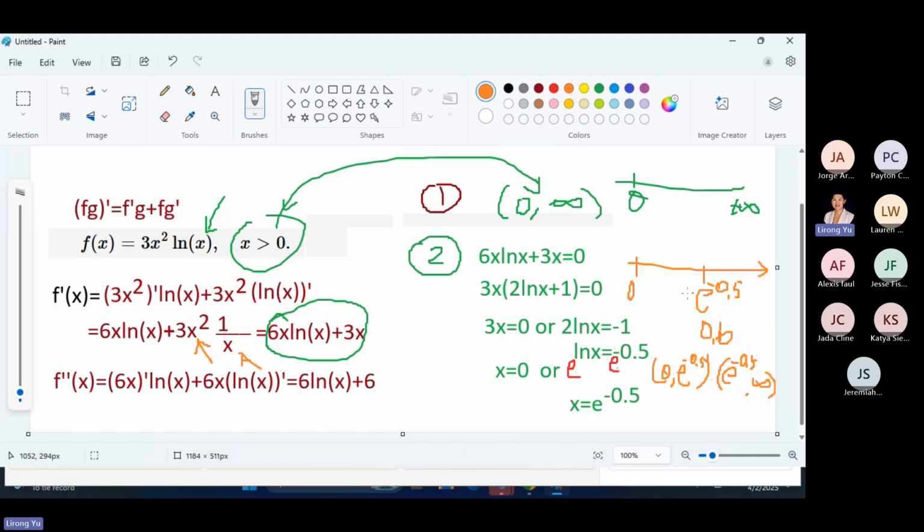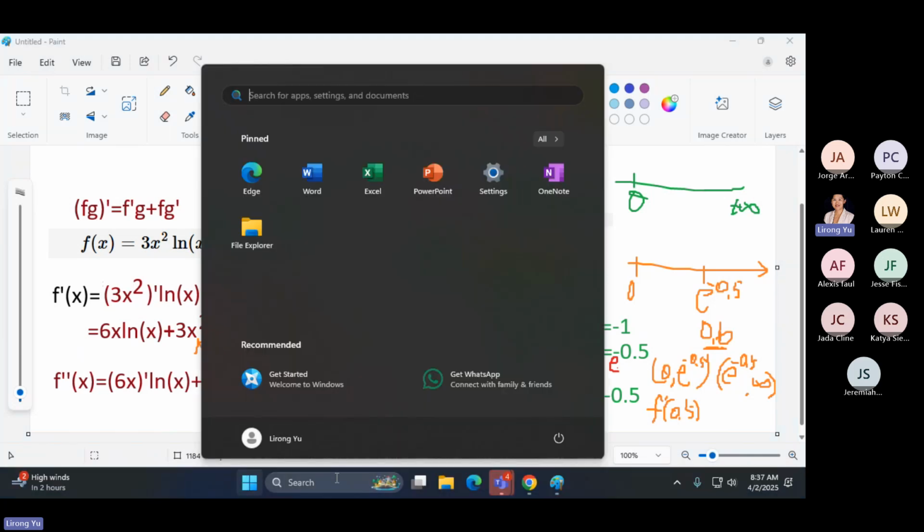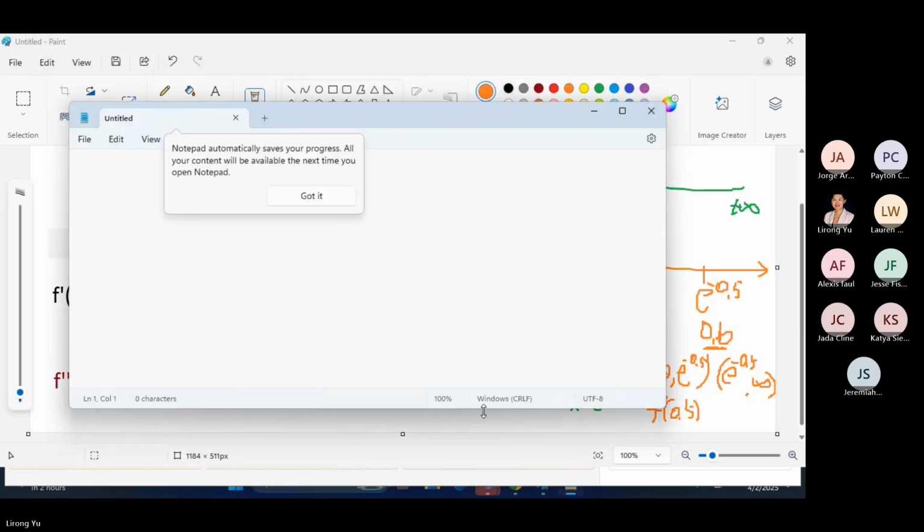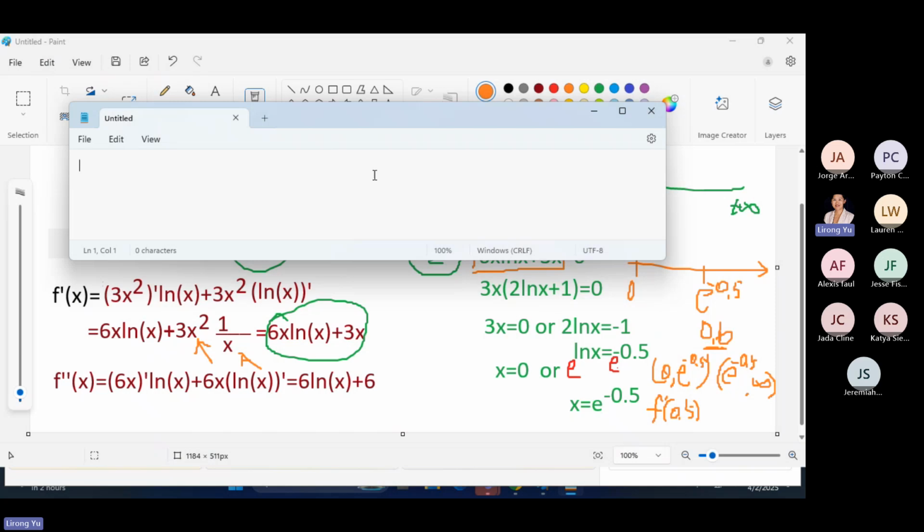Then we need to know increasing, decreasing, and we're going to find the derivative value. The critical point is roughly 0.6, e to the negative 0.5. We can try positive 0.5 for the first interval. That's the derivative. We're going to plug in 0.5 to find out the value, typing the calculation into a calculator.